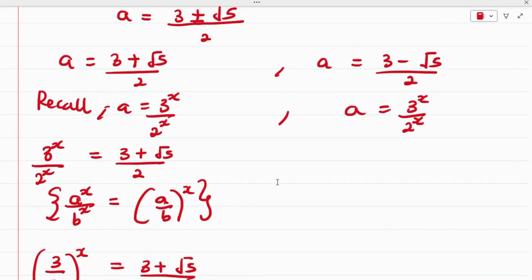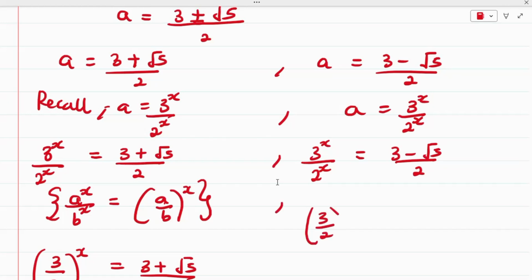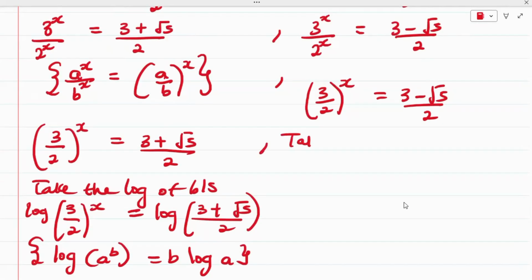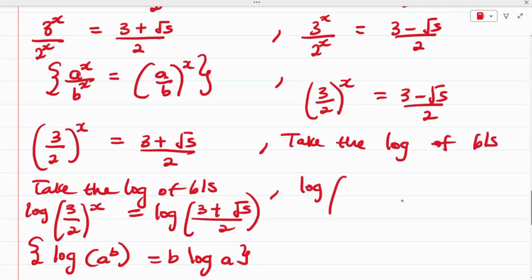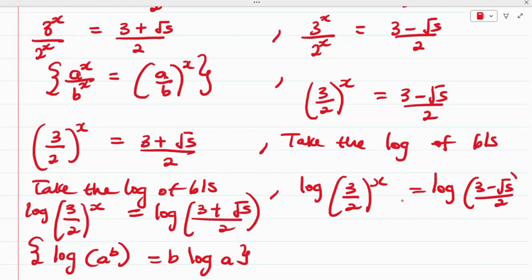So solving for the other part, we have 3 raised to the power of x divided by 2 raised to the power of x is equal to 3 minus the root of 5 over 2. So applying this property, we have 3 over 2 all raised to the power of x is equal to 3 minus the root of 5 over 2. So from here, we want to simply take the log of both sides. So taking the log of both sides, we have log 3 over 2 all raised to the power of x is equal to log 3 minus the root of 5 divided by 2 right here.